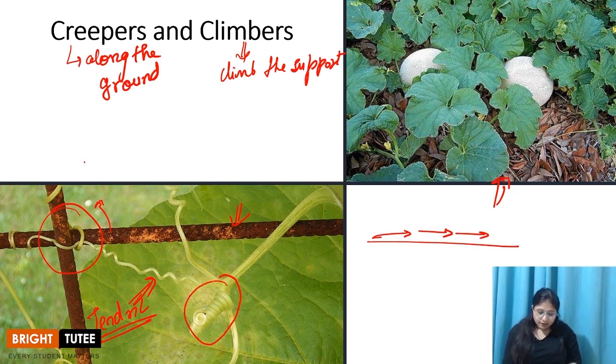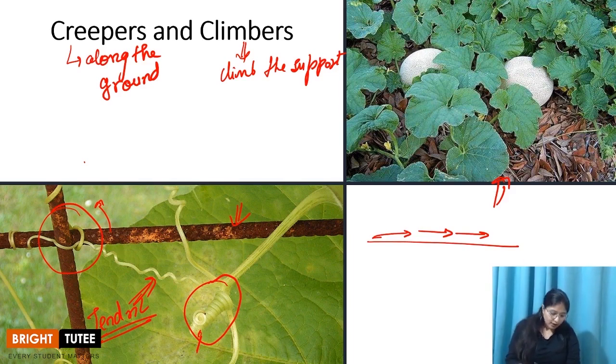And over here also you can see this is a tendril, and you can look at the structure, how it is a little curled up, and this structure actually facilitates the climbing of this particular plant. So students, these are another two types, creepers and climbers, which you must have seen around yourself also. It's very easy to differentiate between the two. Creepers are the ones which will grow along the ground, whereas climbers are the ones which will climb up the support, right? So this is the main difference between the two.